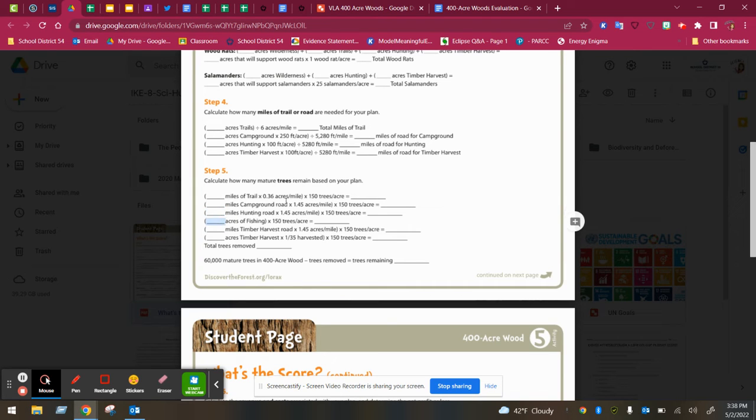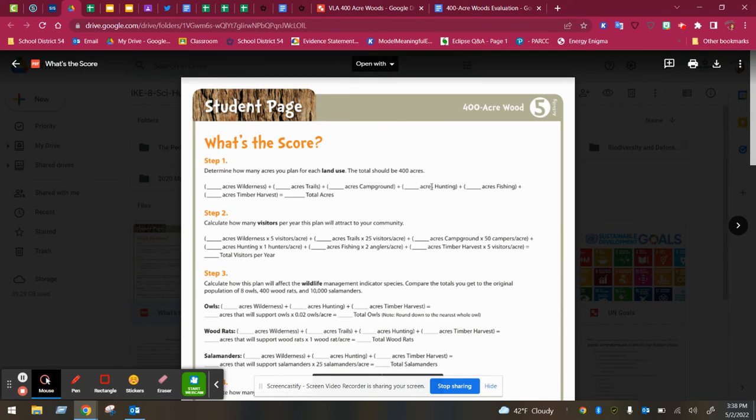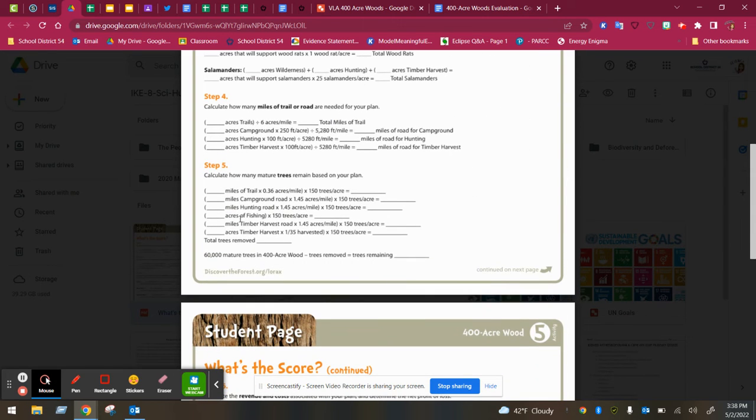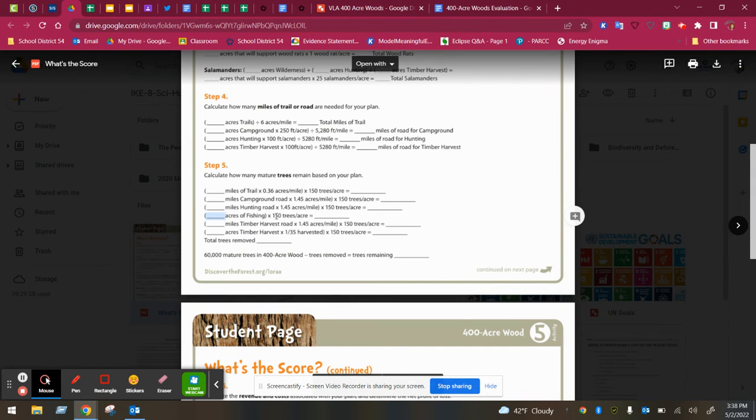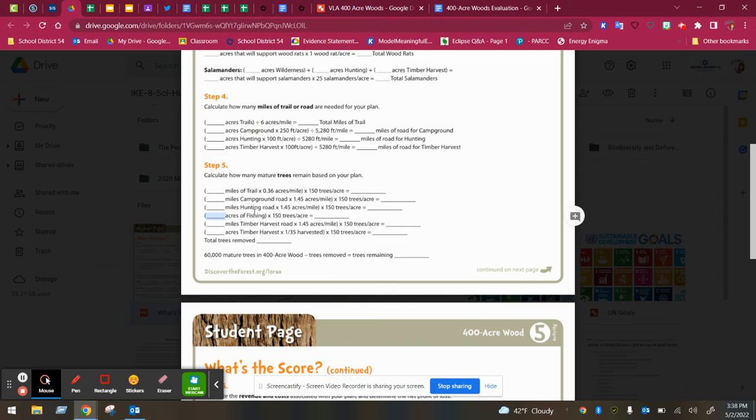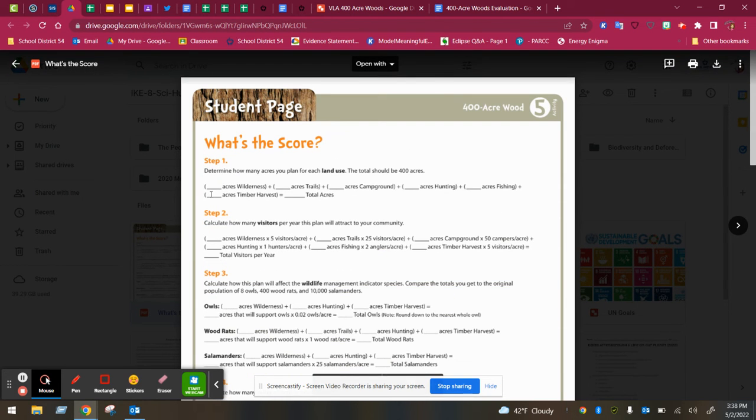Now for your acres of fishing, you're going to scroll back up to part 1, step 1, and that's where you're going to get your acreage from fishing. Okay, so you'll type your acres of fishing in. I had 18 acres of fishing. So I'm going to type in 18 times 150. Okay. For the fifth calculation, you're going to come back up here to miles of road for timber harvest. And then for the last one, you want your acres of timber harvest. So again, that's whatever number you had up at the top.